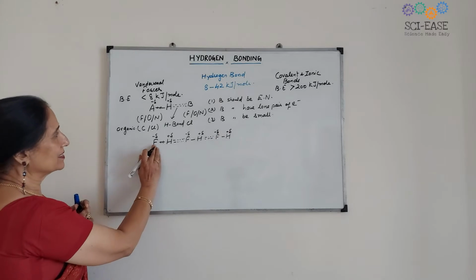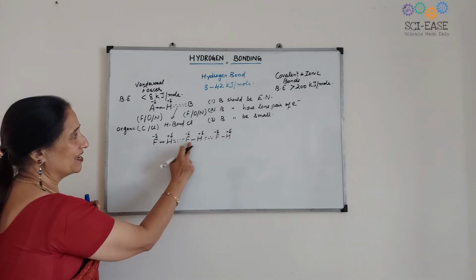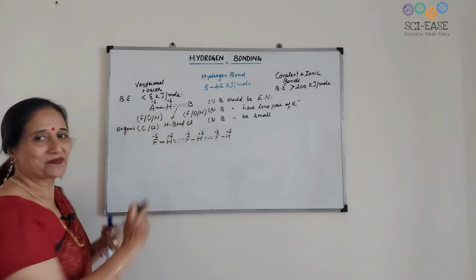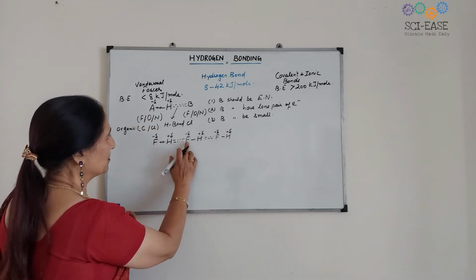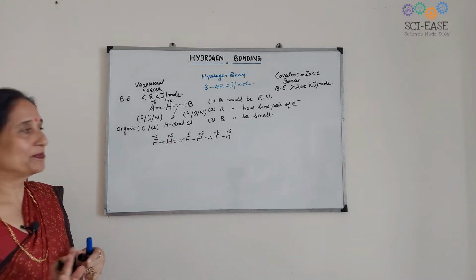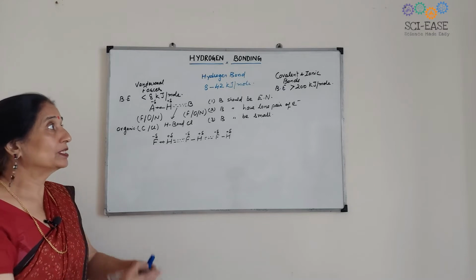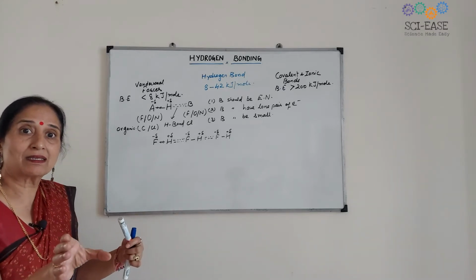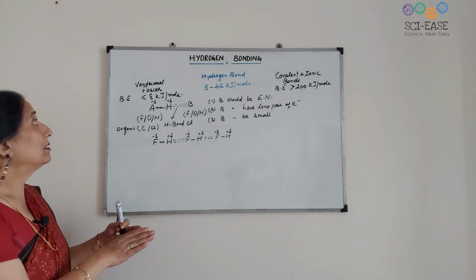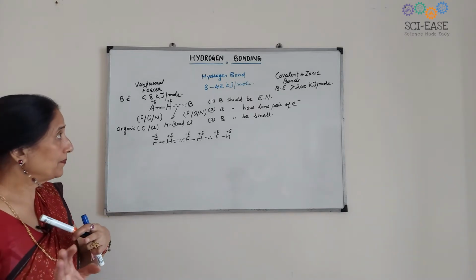So, this is A-H-B. The thing should be clear to all of you that the bond energy of hydrogen bonding is in between the van der Waals and the covalent and ionic bonds.